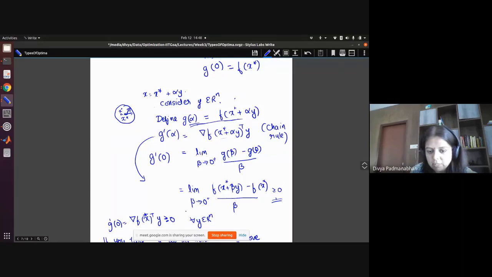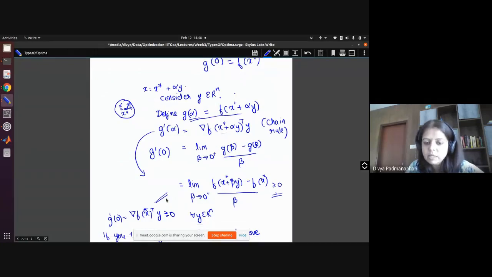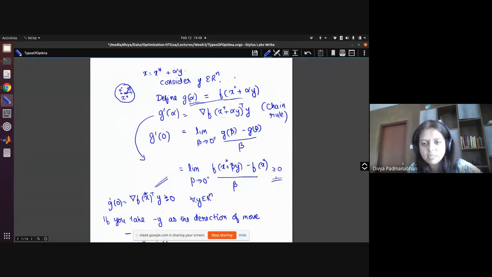So these two are actually the same, right? These are the same expressions, they're quantifying the same value. And so these have to be greater than 0. And this is true for any y you take, because x star is a local minimum.